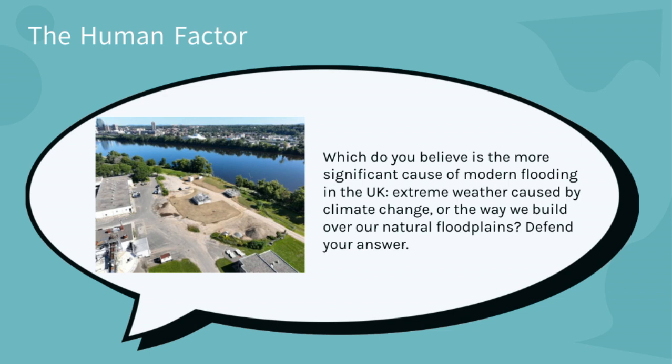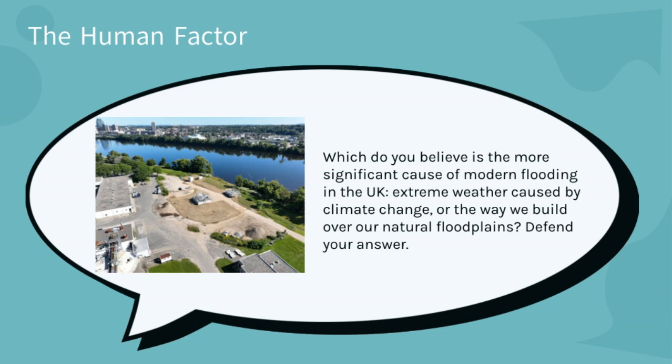Let's think about climate change first. Climate change can increase the risk of extreme weather. Warmer air can hold more moisture, which can lead to heavier rainfall events. If storms become more intense, rivers may be overwhelmed more often. So one argument is that even well-designed drainage systems and flood defenses may struggle if rainfall becomes more extreme.